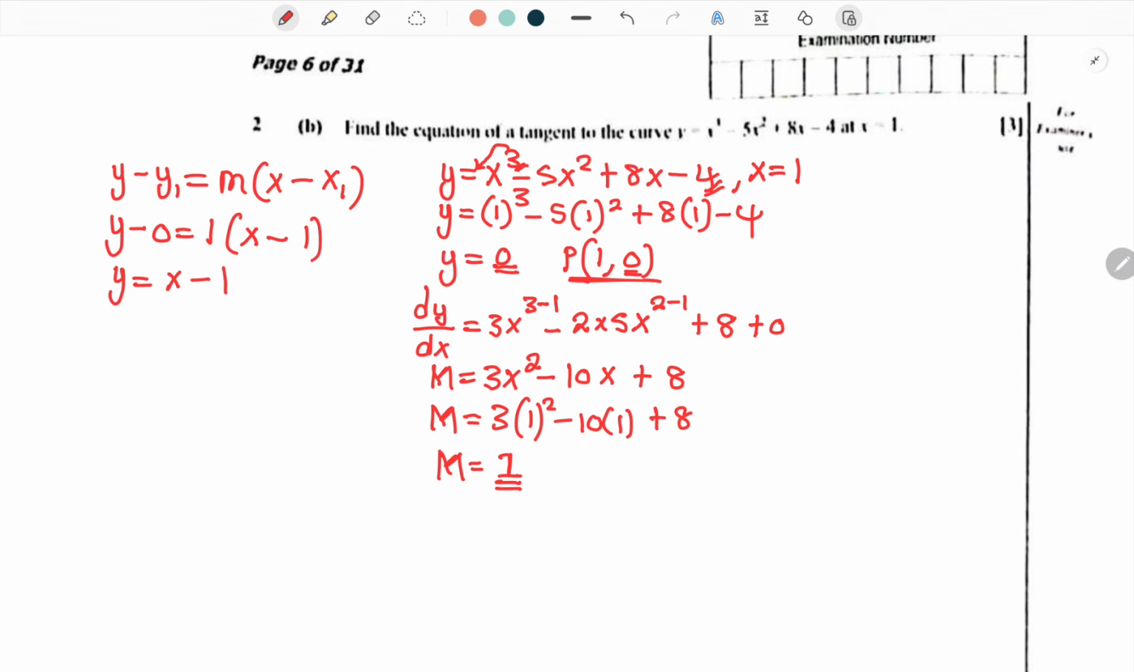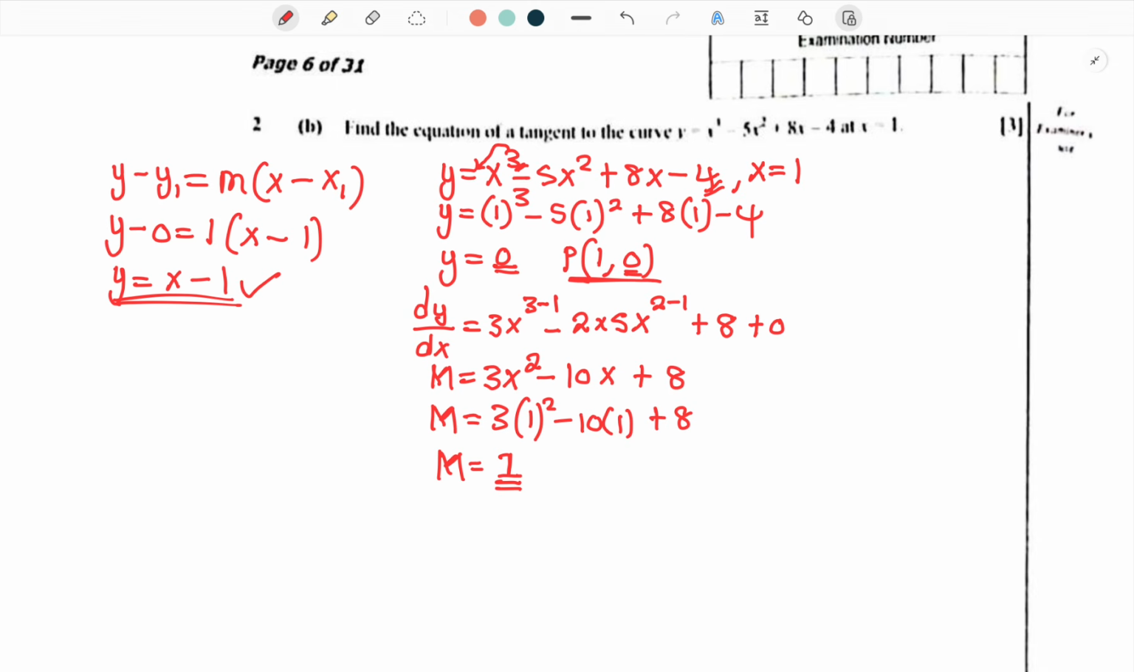Having done this, we can leave our equation like this. This then becomes our equation. Or if you want, you can just write it as y minus x is equal to 1. But I prefer you write it like that. You can leave it like that. It's okay.